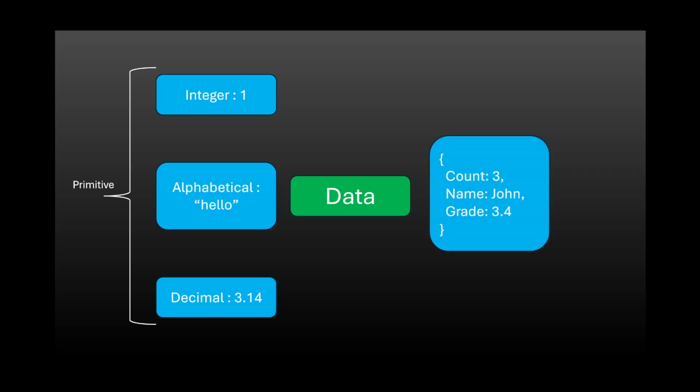The data can also be a composite data type, which is a combination of these primitive data types, and these are called non-primitive or complex data types. How is the data stored in a computer?